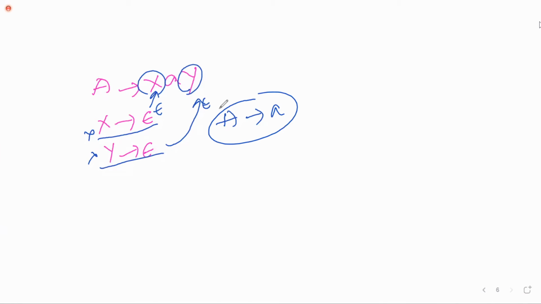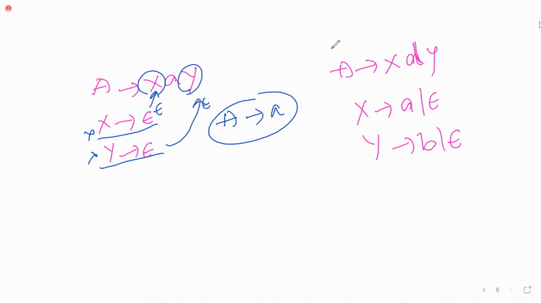I'll tell you another example, see. A tends to, same example I'm considering, X A X D. Okay, to avoid the confusion, X D Y. X tends to a or epsilon, Y tends to b or epsilon. Assume this is the given grammar.